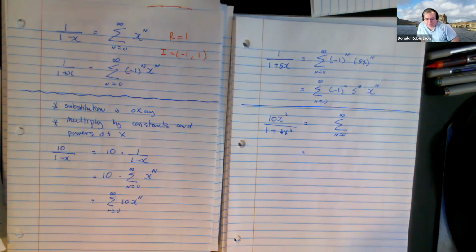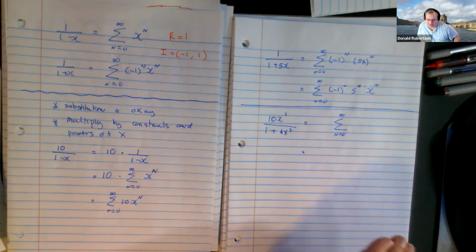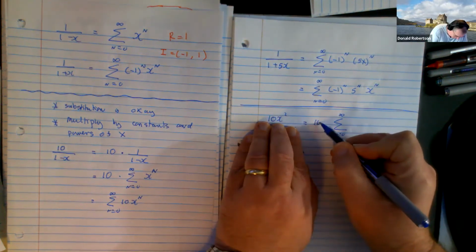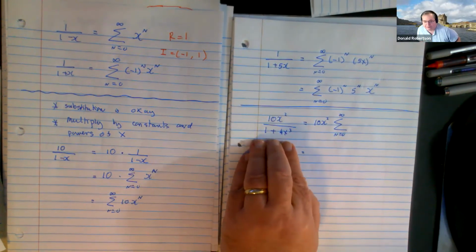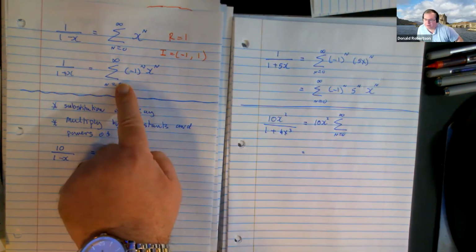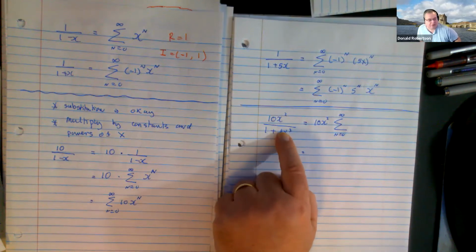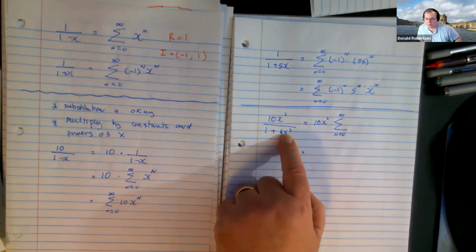Okay, here goes. When you look at something like that, you have to focus on bits. To me, one bit is 10x². Great, and I know how to deal with that. The next bit is the bottom. If it was 1 plus x, I'd just do that, right? But it's not 1 plus x, it's 1 plus something. And that x is my something.